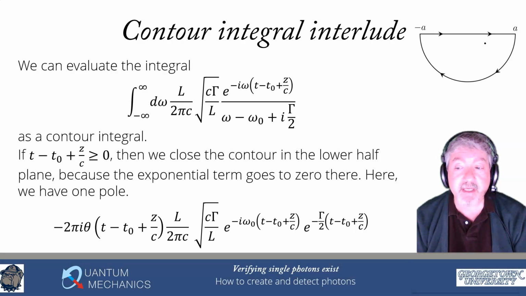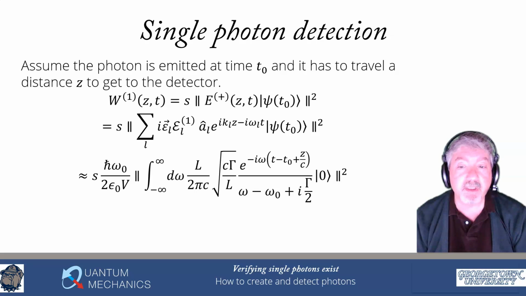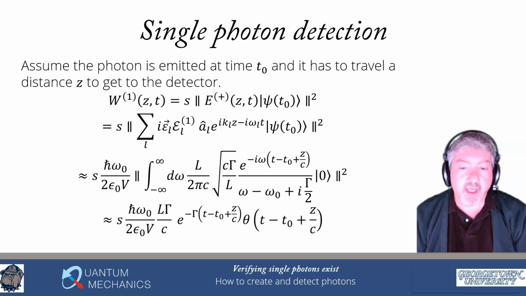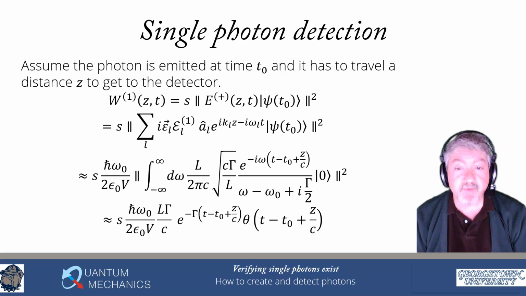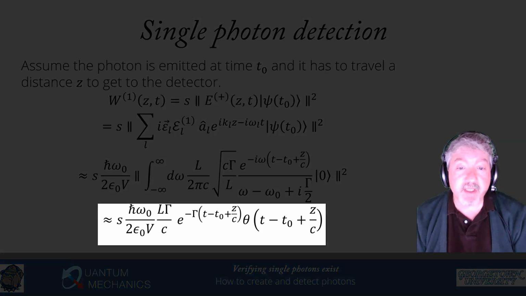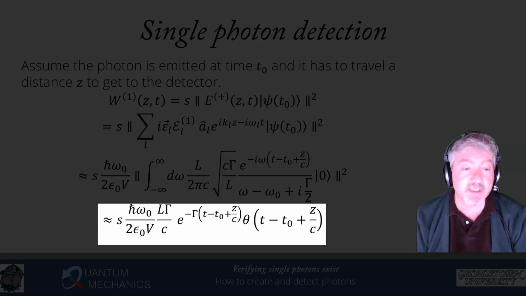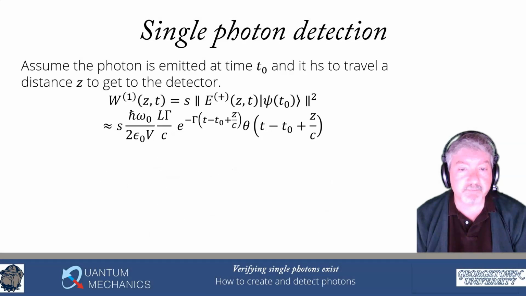We're able to now go back to the formula that we've been working out and plug that into the formula. We now can evaluate this integral. And using the fact that the square of a theta function is just a theta function because it's a unit step function, that e to the minus gamma over 2 becomes e to the minus gamma. The complex phase, the e to the i omega 0 t minus t0 plus z over c, that modulus squares to 1. I have to take a square of those different constants in front. They end up giving me L big gamma over c when all the dust settles by putting all those together. So this is the result that we get.